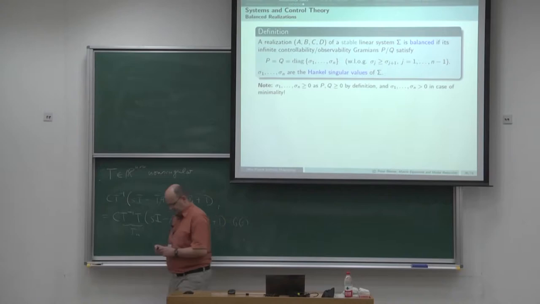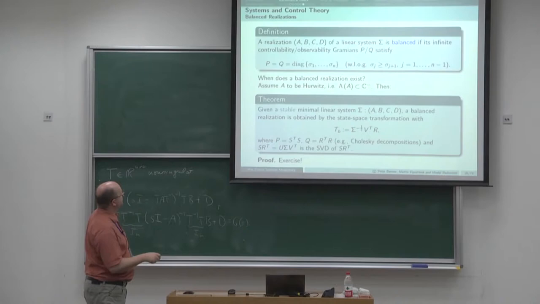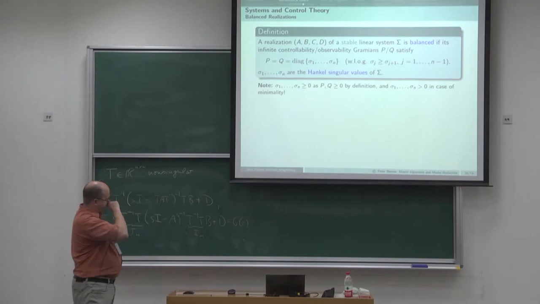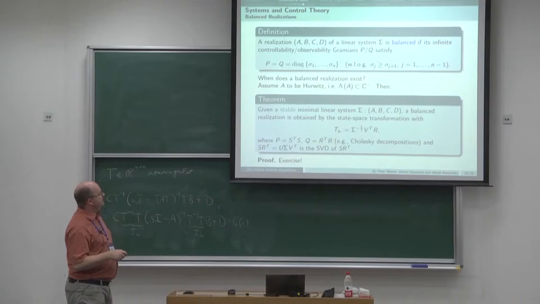And by the way, it will become clear from the next slide also, these Hankel singular values are also the singular values that you compute here, the sigmas. So if you do the computation for this balancing transformation, you get these values as a byproduct, for free. So you don't have to compute them afterwards, you just get them here in sigma.